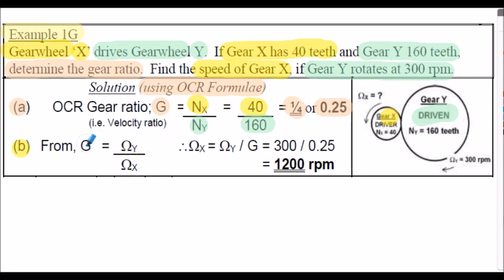So knowing the gear ratio calculated above, using our relationship for speeds, G is the output gear speed divided by the input gear speed. We can rearrange the equation for the input gear speed, gear X in this case. We simply multiply both sides by omega X, divide both sides by G. So omega X is equal to omega Y divided by G. Inserting the values, the speed of gear X, the input gear in this case, is 1200 RPM. So a typical example of how to apply the formulae stated on the previous slide.